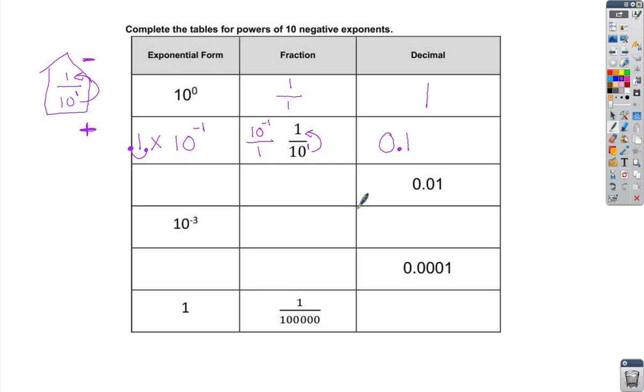Now, for the next one, we are given the decimal. We need to make this decimal into exponential form. So we need to think about how many zeros we have. Remember, our exponent is 1 more than how many zeros we have. So we only have 1 zero, so we need to add 1. We can get 2. We know it's going to be negative because it's a really small number.